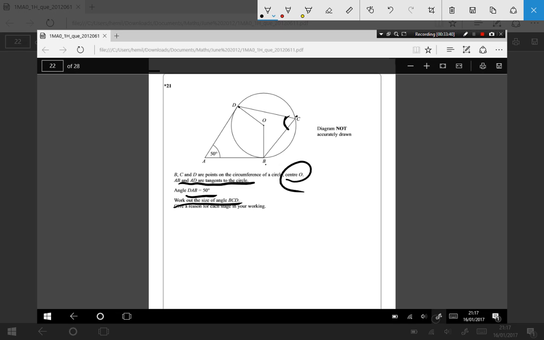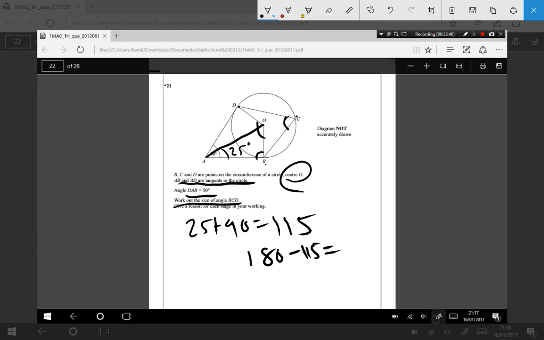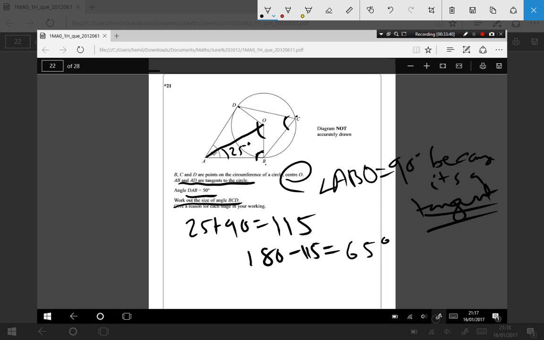BCD is here. So simply, what you can do is you can find this angle, and then say angles at the circumference are half the angles at the center. That's it. So what you can do is you can half this. And you know that this is 90 and this is 25 because you've just halved it. So 25 plus 90 is equal to 115. Then do 180 minus 115 would give you 65 degrees. Alright? And you know that angle ABO is equal to 90 because it's a tangent. That's all you need to write. To show that it's 90 degrees, this is 90 because it's a tangent. That's just a reason for the stage of working.